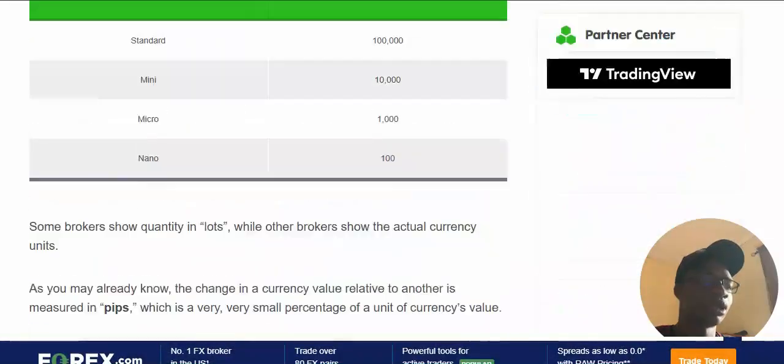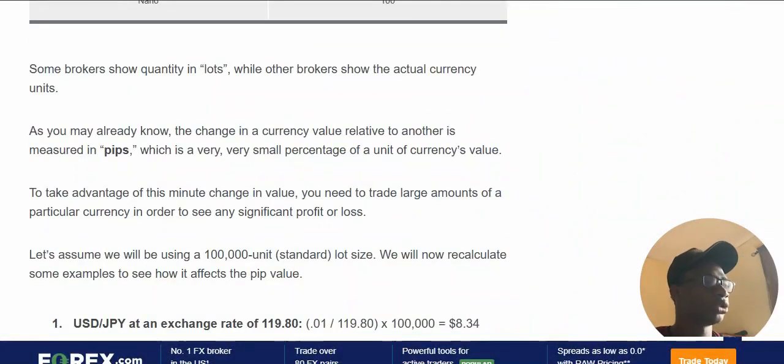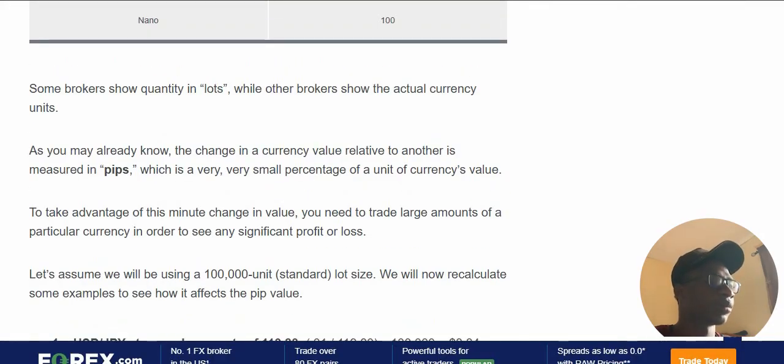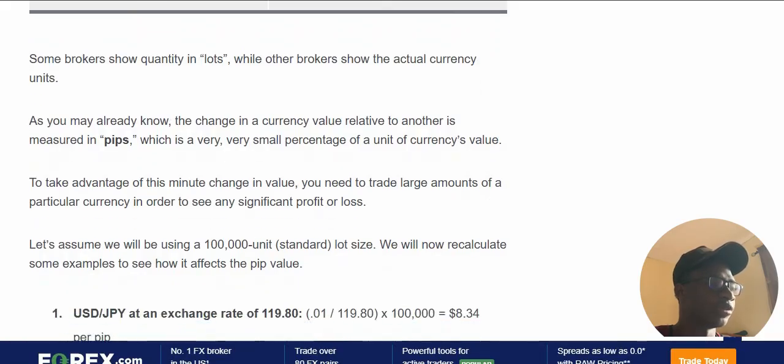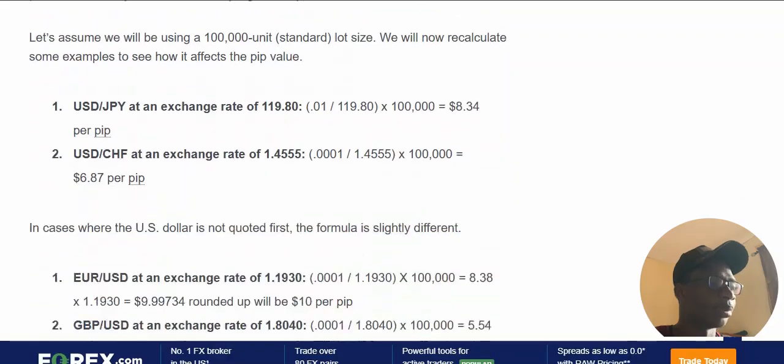Some brokers show quantity in lots, while other brokers show the actual currency units. As you may already know, the change in a currency's value relative to another is measured in pips, which is a very, very small percentage of a unit of currency value.